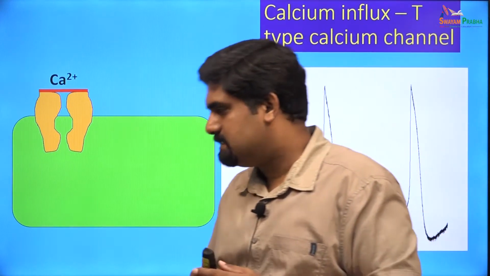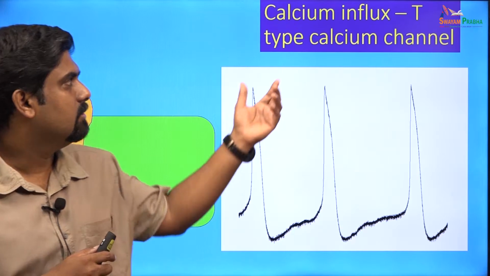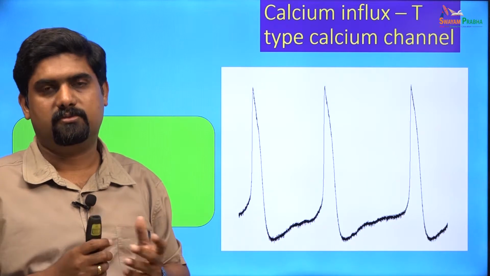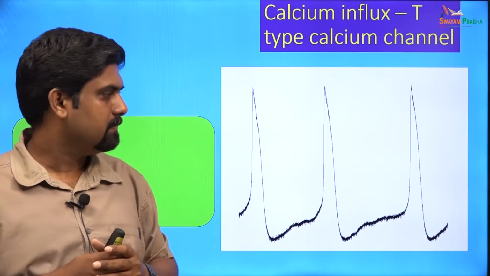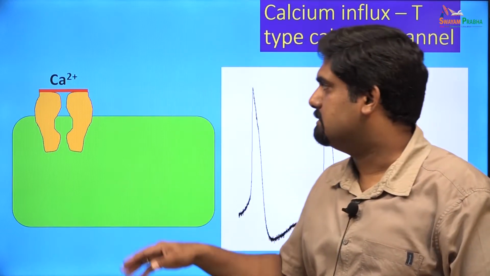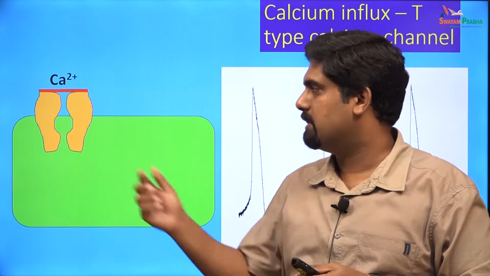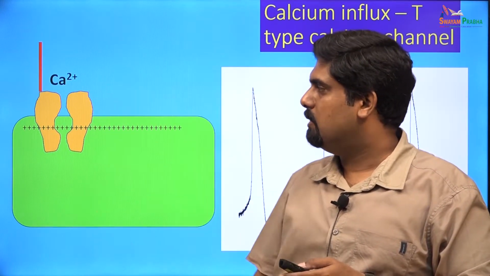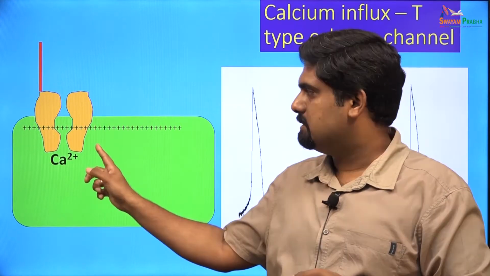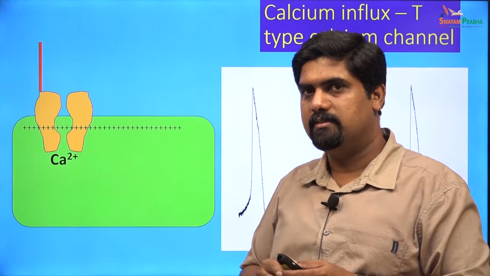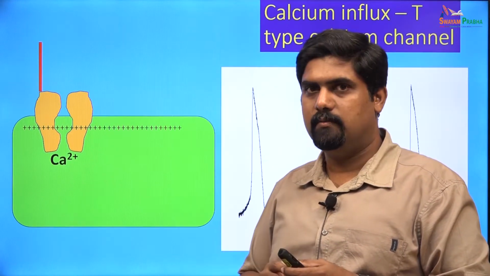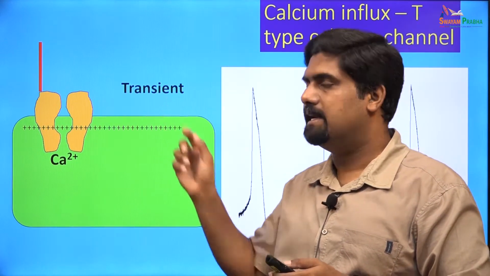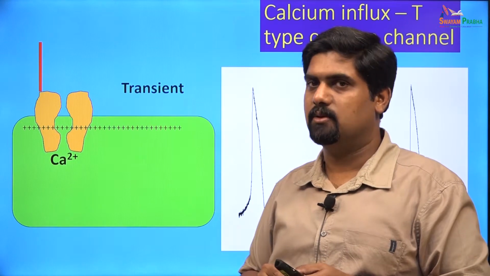Now another calcium influx pathway for the cell is something known as the T-type calcium channel. These channels are present in the SA node of the heart, and like the L-type calcium channels, these are also voltage gated calcium channels, so they are closed at rest, and when the cell membrane is depolarized, these channels open, allowing the entry of calcium into the cell. The calcium entry through these channels happens very fast, so these channels open and close very quickly, and therefore the calcium entry is very transient, and therefore these channels are also known as transient calcium channels or the T-type calcium channels.